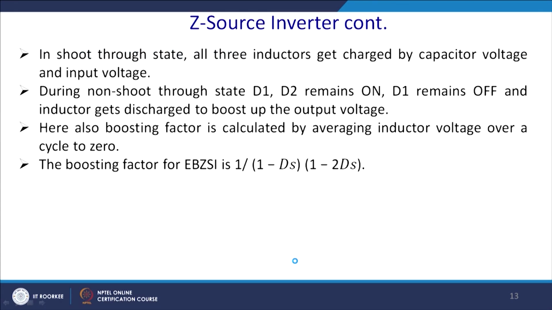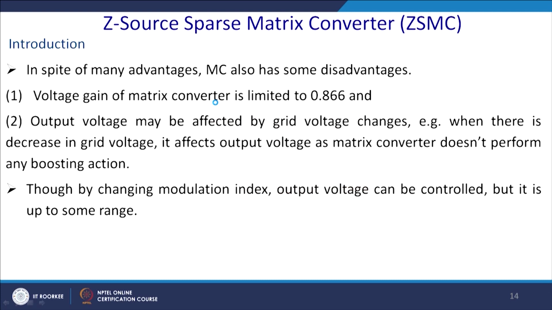In the shoot through stage, all the 3 inductors get charged by the capacitors, and during the non shoot through stage diodes D1 and D2 remain on and D3 remains off, and the inductors get discharged to boost the output voltage. The overall boosting achieved is 1 by 1 minus D into 1 minus 2D. So, huge boosting can be achieved with the help of this enhanced boosting capacity. So, let us incorporate that Z source concept into the matrix converter.